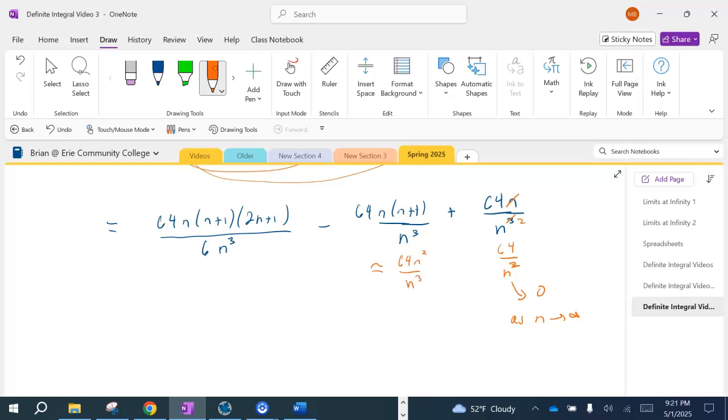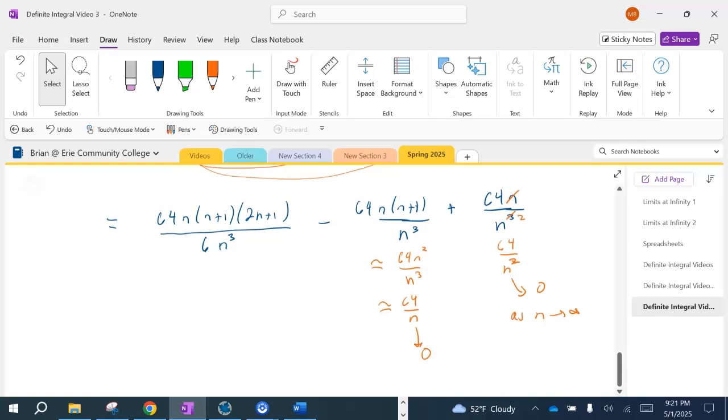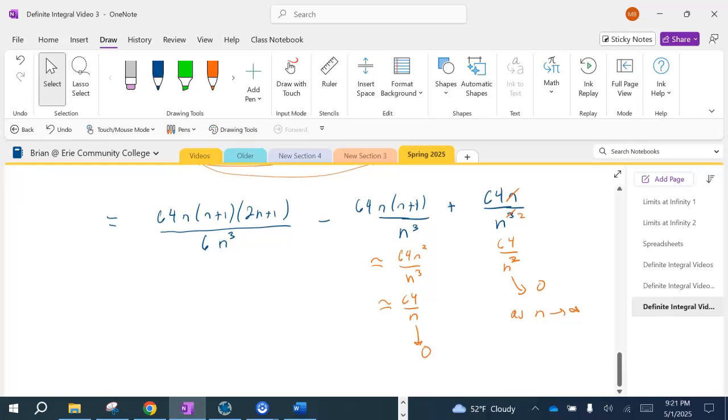This is roughly speaking like 64 over n, which again, we know that's going to approach 0 as n approaches infinity. So the last two terms are going to die off for us here. What happens to the first one? Well, we can do a little bit of simplification. One of the factors of n will cancel out, and that'll leave us with an n squared on top and an n squared on the bottom.